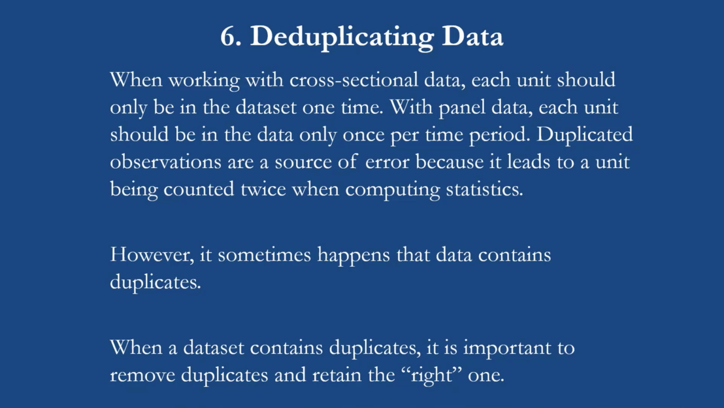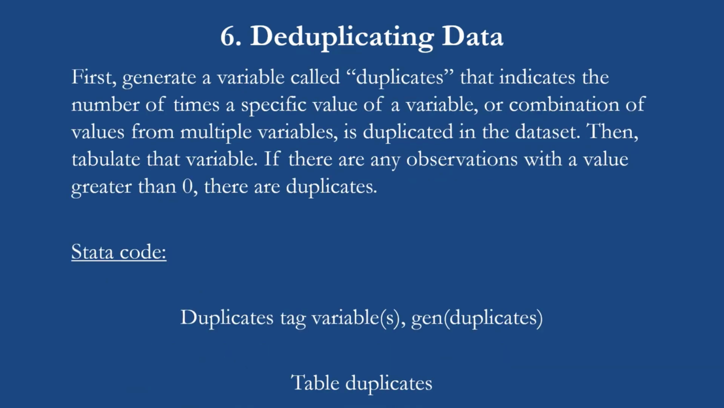That's a problem because duplicated observations are a source of error. It counts twice, which can throw off averages and things like that. So that's why you don't want duplicates. Like I said, it just happens. You always want to check, but sometimes it just happens. Whenever you find duplicates, what you want to do is remove duplicates and just keep the right observation for each person or unit or whatever is in the data set.